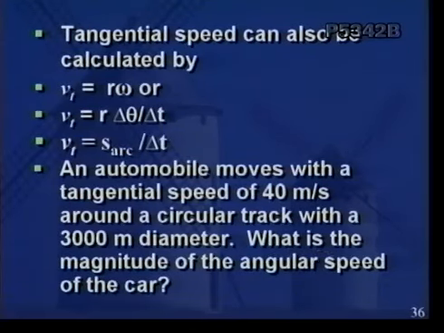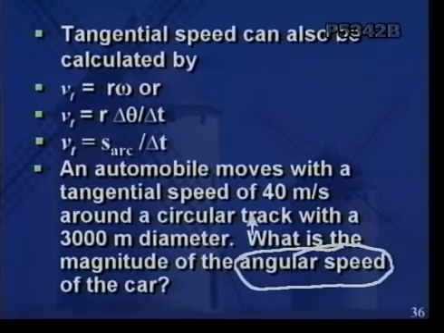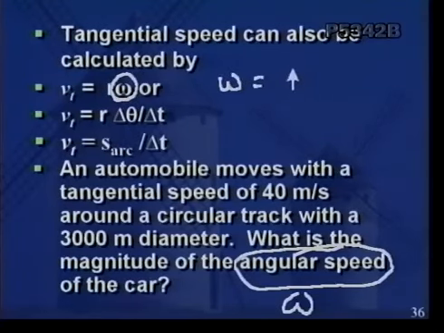Well, first of all, what am I looking for? I'm looking for angular speed. What is the symbol for angular speed? Well, the symbol for angular speed is omega. So I'm going to look for a formula that has omega in it. Well, there's a symbol right there that has omega in it. I could rewrite this and say then that omega is equal to Vt over R. So I could use this formula. That looks like a formula I could use.